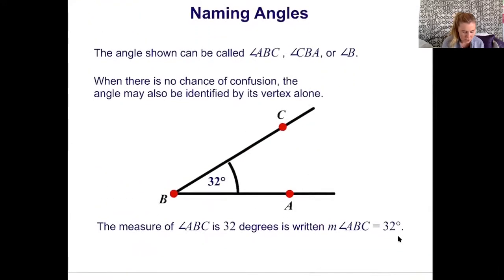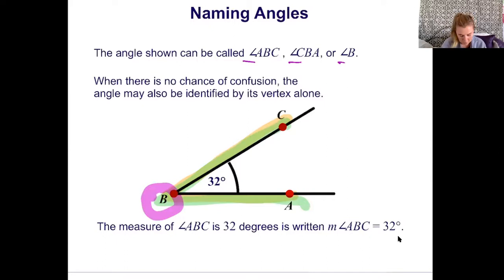So naming angles, just like we just did, we could call this angle ABC, starting at A, going to B and C. Or we could call this CBA, so C to B to A. Or since there's only one angle in this entire picture, you could just call it by its vertex, which is B. What we want to make sure is that we're putting this angle symbol right here in front for all of these, that way there's no chance of confusion, okay?